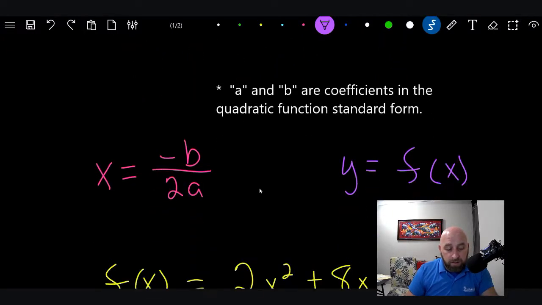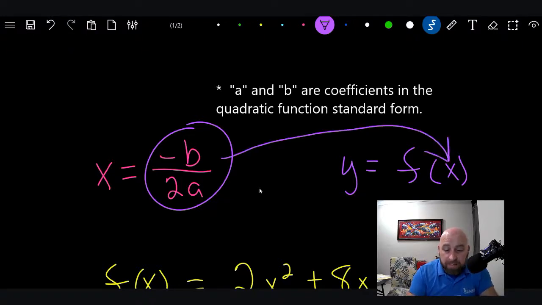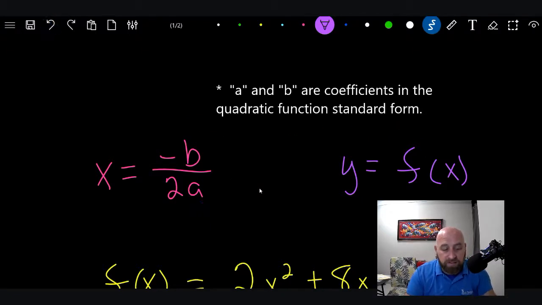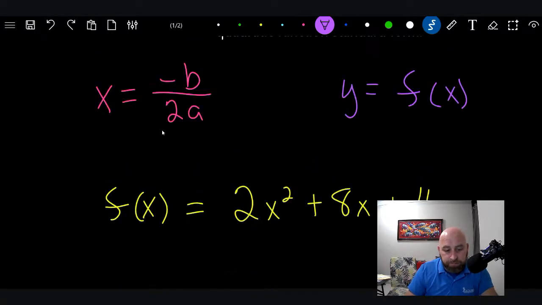All right, so here is the way that you find your x, and that's what you need to find first. You need to find your x first. Then you take your answer, and you plug it into the function of x. You'll see what I mean in just a second. Let's go ahead and do it. Let's try it. Jump right into it.